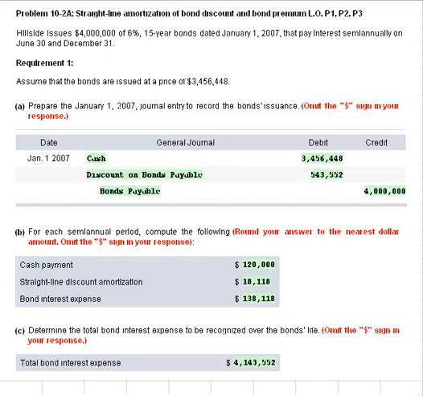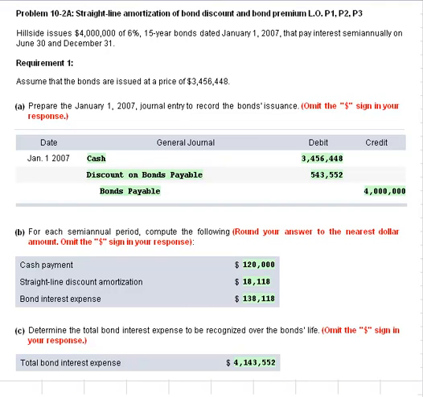Okay, hi everyone. Let's work through this straight line amortization of bond discount and bond premium problem, which is problem 10-2A, though we're only going to focus on the amortization of the discount. Reading right near my mouse here, it says that Hillside issued $4 million of 6% 15-year bonds dated January 1st, 2007 that pay interest semi-annually on June 30th and December 31st.